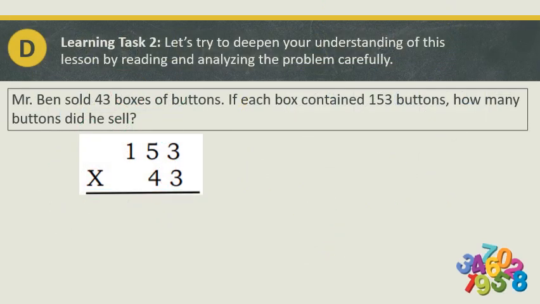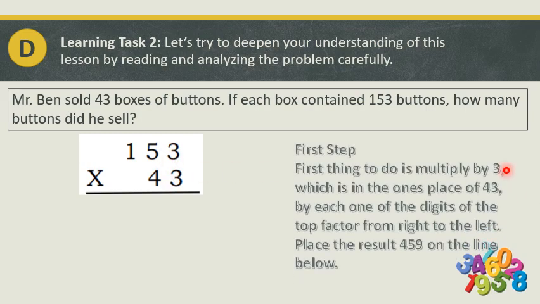Okay, so para sa ating learning task 2 pa na isa pang problem, basahin natin siya. Mr. Ben sold 43 boxes of buttons. If each box contained 153 buttons, how many buttons did he sell? So, nakabenta daw ng 43 na boxes ng botones si Mr. Ben. Yung kada isang box ay naglalaman ng 153 buttons. So, ngayon, ilan lahat yung buttons niya kung 43 box yung kanyang nabenta? So, i-multiply natin yung 153 to 43.